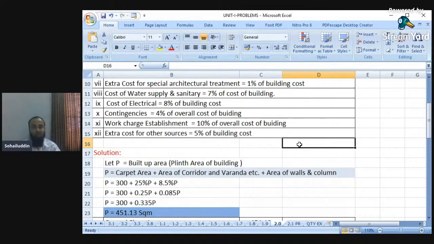And extra cost for other services, again the same confusion, is nothing but 5% of the building cost, but it has been mentioned in last, that is serial number 12. That is the extra cost for other services, that is 5% of the building cost.